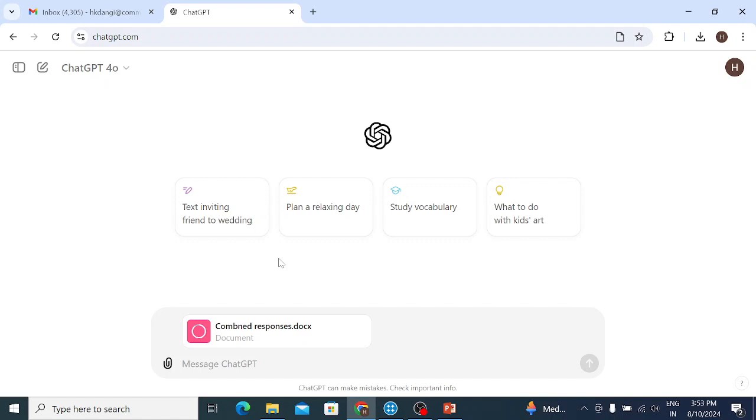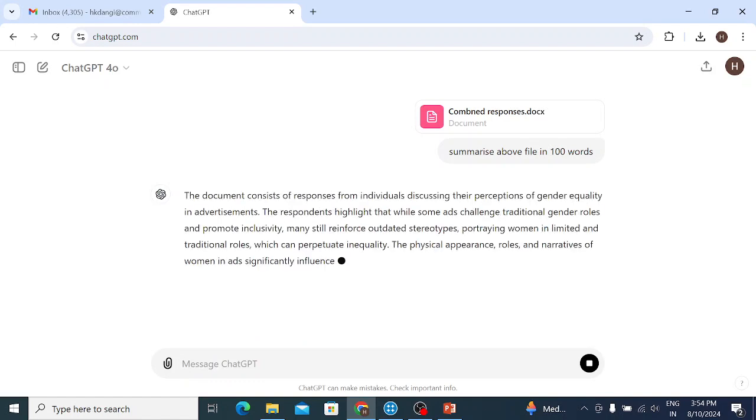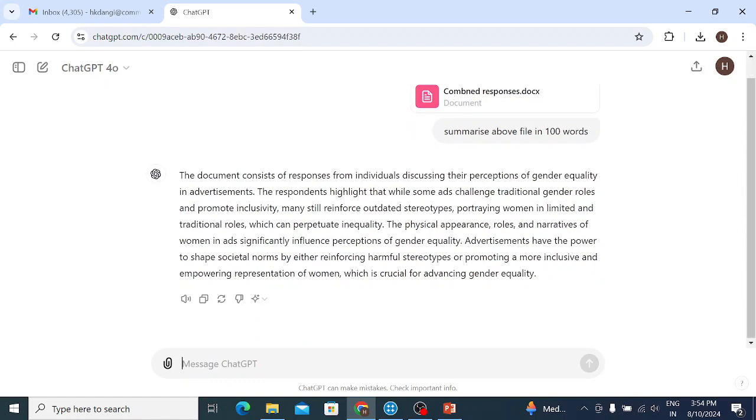So I have uploaded the file. I want GPT to first summarize the above file in, let's say, 100 words, right? There we go. And then it has given you a crisp summary of what this document is all about. Now I can prompt it.